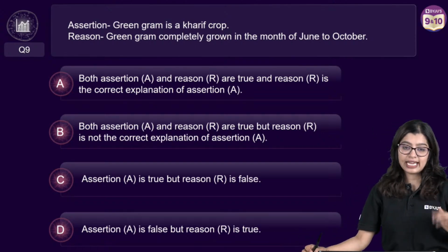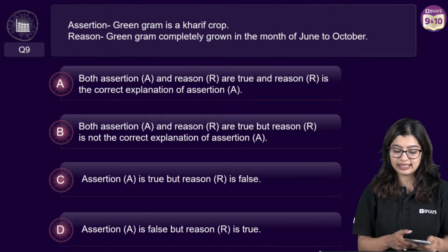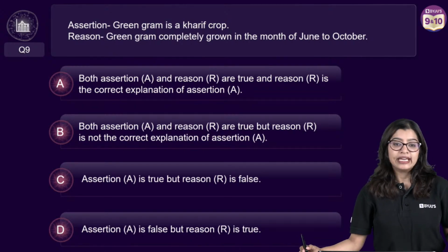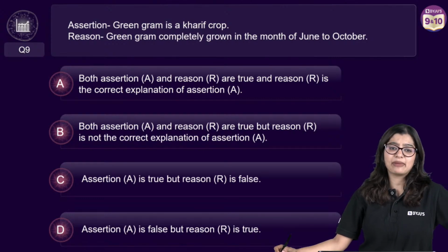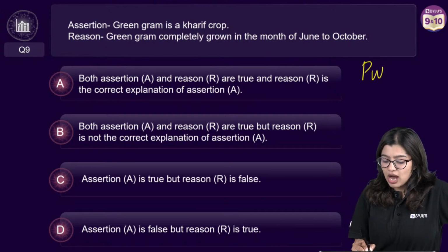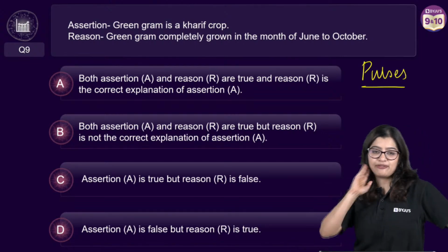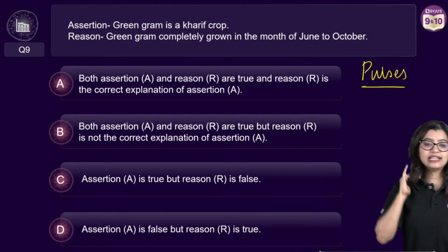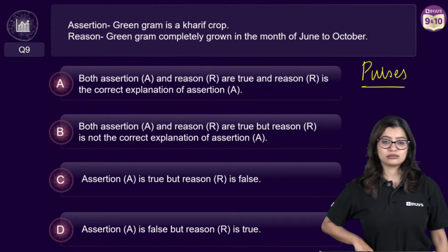See, in this particular case, is green gram a kharif crop? Now, many of us are not clear whether green gram is kharif or not. Is green gram kharif? Yes or no? See, pulses, I know, are a little tricky. We know soybean, okay. Soybean, fine. Quickly say, is green gram kharif or is it rabi?